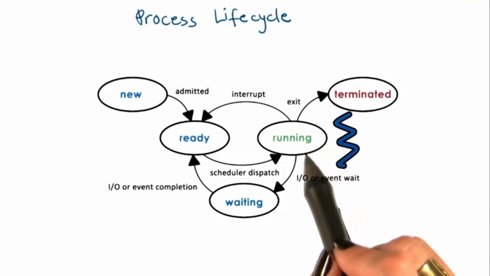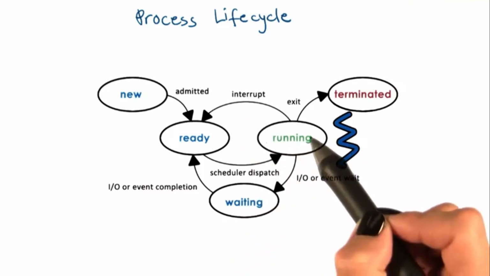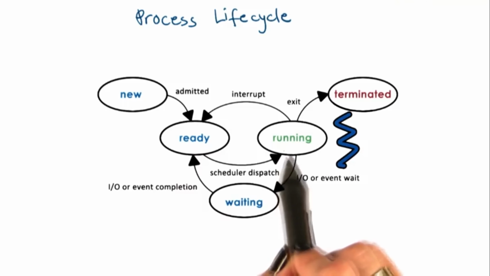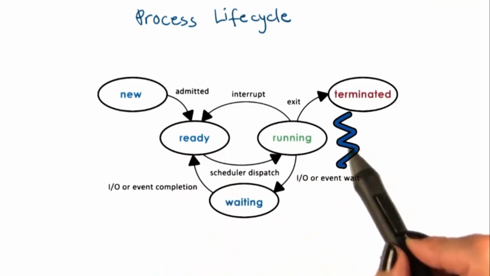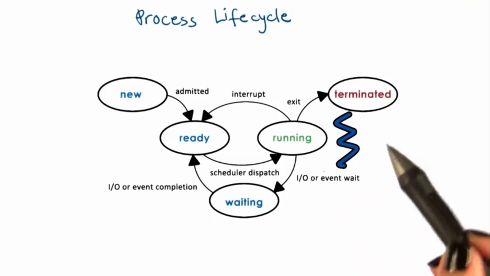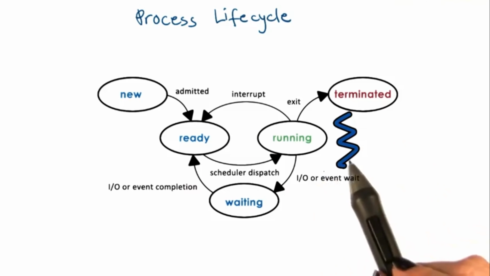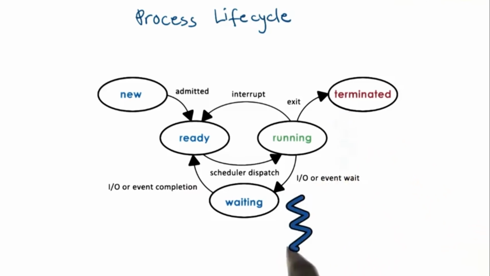And from here, a number of things can happen. First, the running process can be interrupted so that a context switch is performed. This would move the running process back into the ready state. Another possibility is that a running process may need to initiate some longer operation, like reading data from disk, or to wait on some event like a timer or input from a keyboard. At that point, the process enters a waiting state. When the event occurs or the I/O operation completes, the process will become ready again.